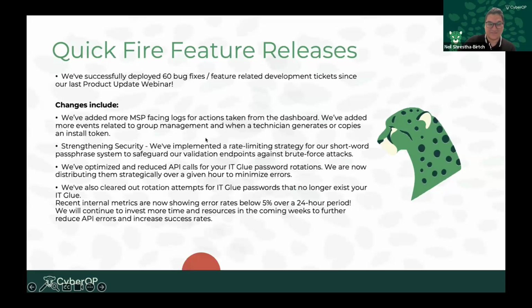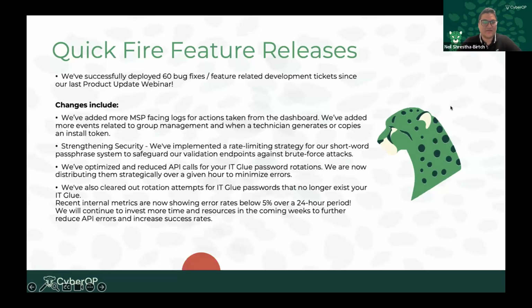And also, here's a big ticket item. We've optimized and reduced API calls that we use for our IT Glue password rotation integrations. We are now distributing them strategically over a given hour to minimize errors. So we're smoothing out the amount of IT Glue queries that we're doing when we're rotating a password for a specific tenant, using the options that you have inside of your customer.